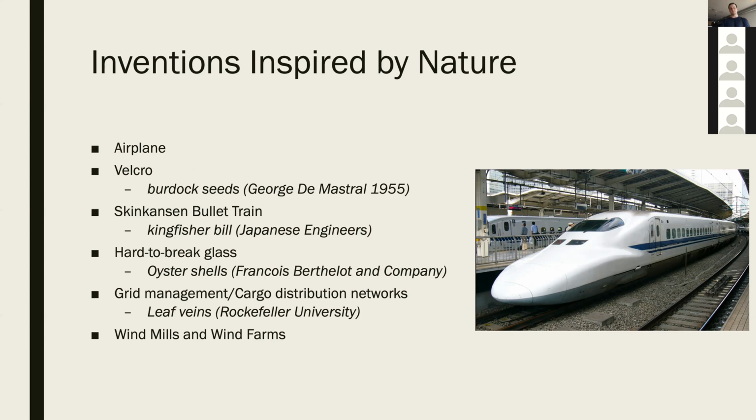One of the most interesting ones from which inspiration was drawn was the grid management and cargo distribution network system that was inspired by leaf veins, from the work done at Rockefeller University. I think that was pretty wild, how they did an analysis on leaf veins to optimize how cargo was distributed, but also how packets in the network should be distributed based upon load, based upon a leaf distributing nutrients to different parts of itself. That kind of blew my mind. So, grid management, cargo distribution networks based on leaf veins.